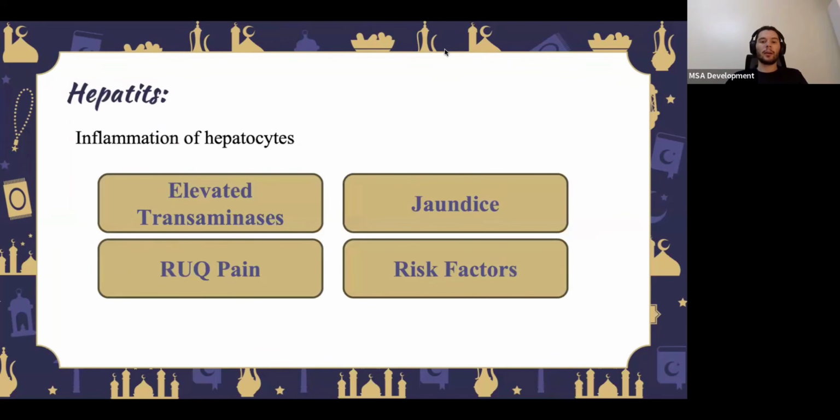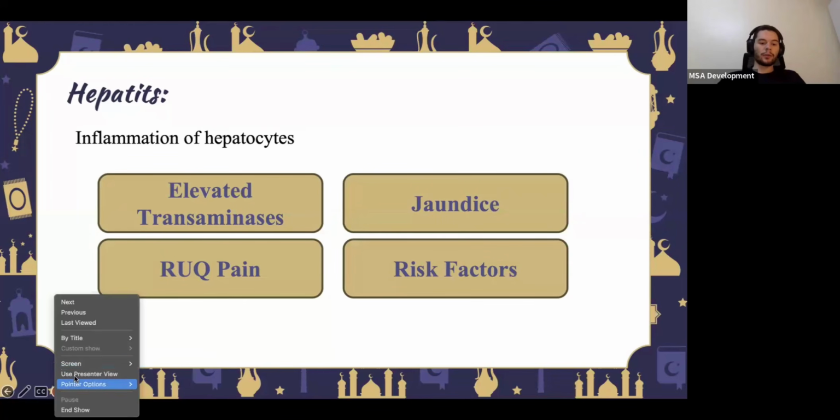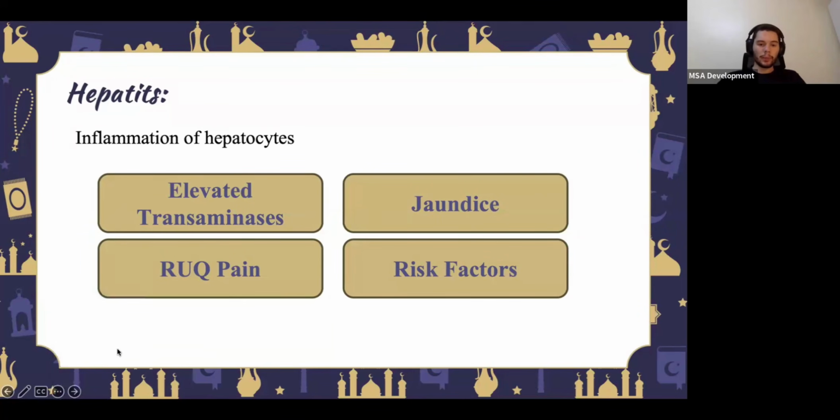Now we could take a look at, okay, now for hepatitis, I need you guys to remember, as you know, hepatitis is inflammation of your hepatocytes. You'd have certain signs. Of course, you'd have your elevated transaminases, you'd have jaundice, right upper quadrant pain. All of those are common when you have hepatocellular injury.